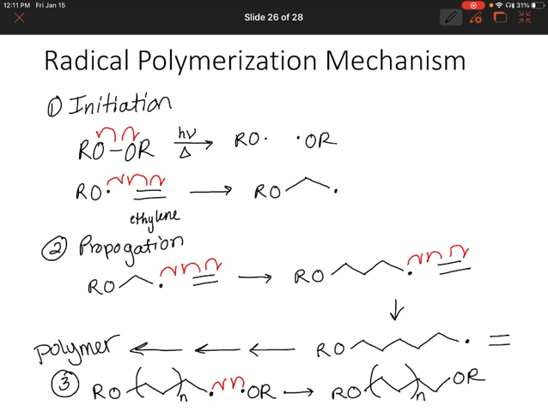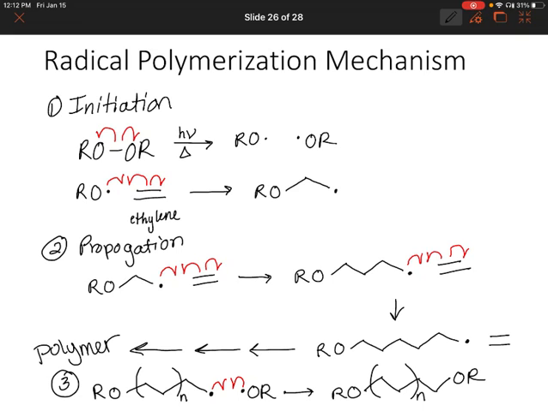Okay, so again, this is very similar to other radical mechanisms we looked at. You have your initiation step, so you're starting off your radicals there, and then in the propagation steps, you just keep adding on more and more 2 carbon chains until you're done, and then in the termination step, you just cap off the end with your other OR group.